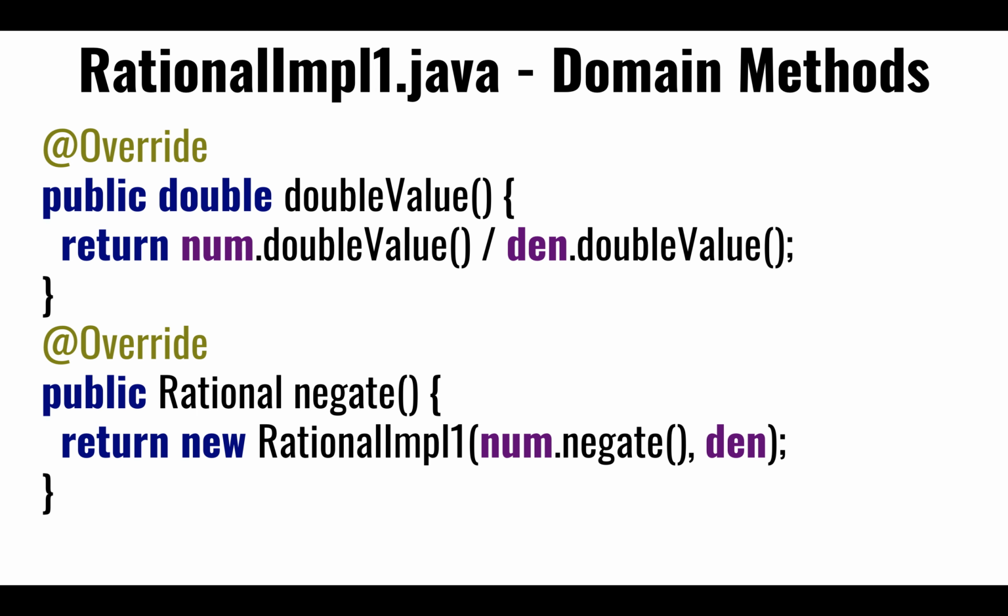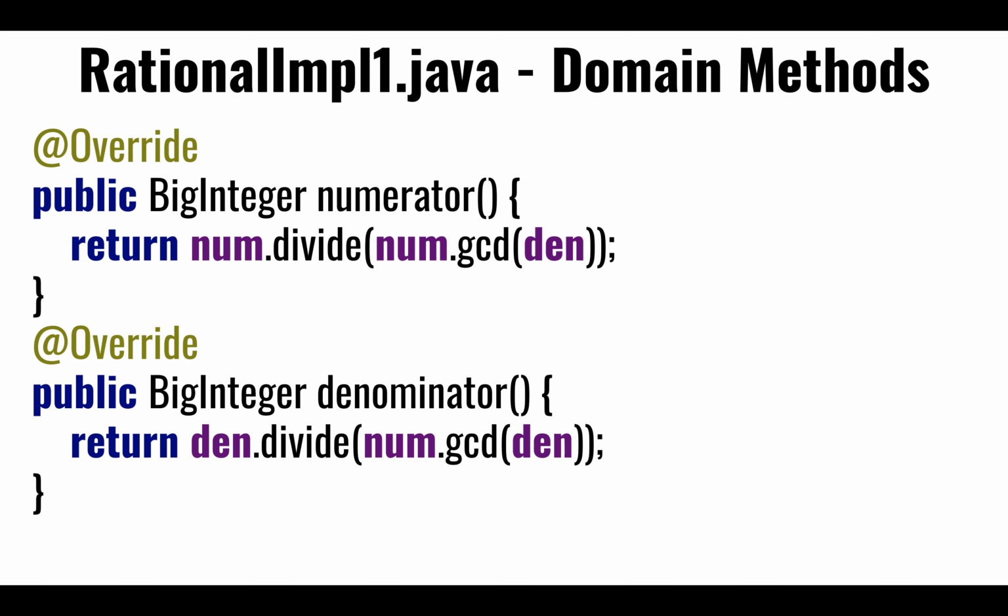Let's see. We have a double value. The double value just does the actual division, right, of dividing the numerator and the denominator, and returns a double representation. Negates. Notice that all these, the GCD function, right, and the divide function, those are all methods that are declared on BigInteger. Yes, BigInteger knows how to divide two big integers, how to negate them, how to multiply them. So we don't have to implement that, right?